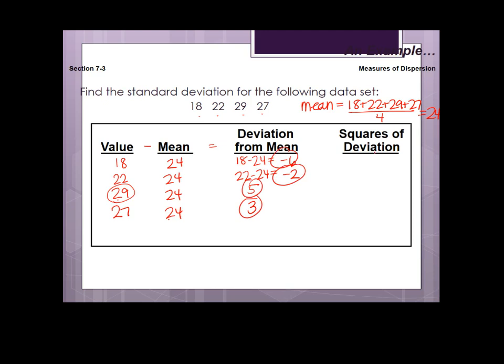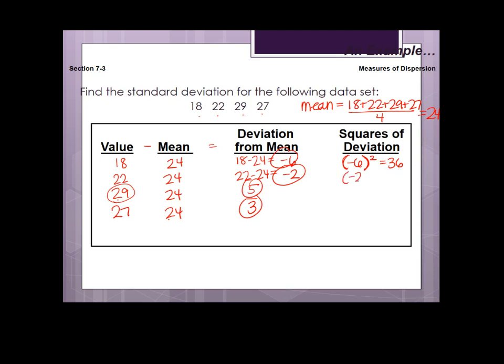And now here I'm going to square those numbers. So I'm going to take -6 squared, which is 36. And if you're doing this in Desmos or another calculator, if it's a negative, you need to put it in parentheses before you square it. Otherwise, your calculator is going to tell you it's -36, which is not true. Everything squared is positive.